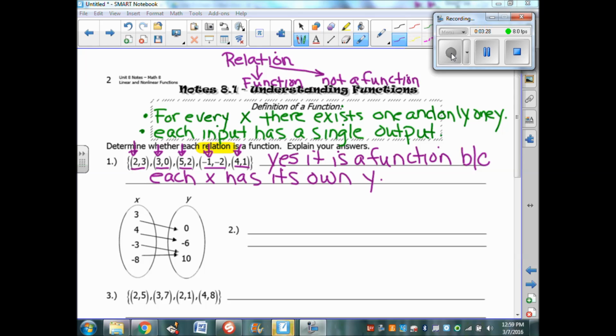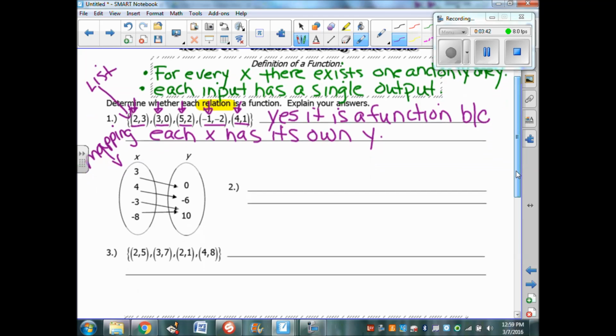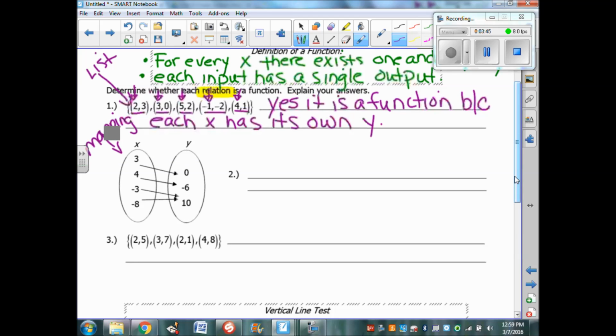So now, what if I have, so that's just a list of numbers, okay? That's a nice list. This right here is called a mapping, but it represents the same thing. It's just another sort of graphic organizer. So 3 matches up with 0. If I wanted to make a list of it, 4 matches up with -6, -3 matches up with 10, and -8 matches up with 10.